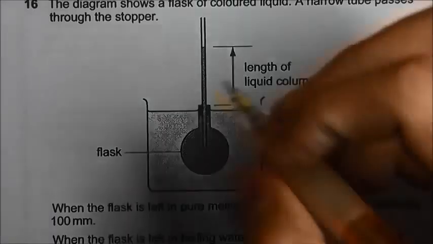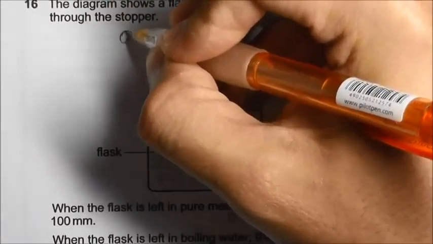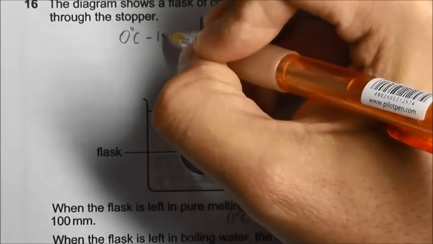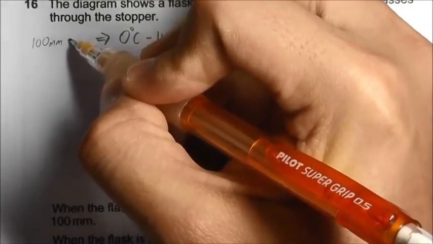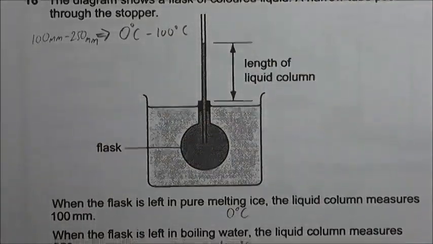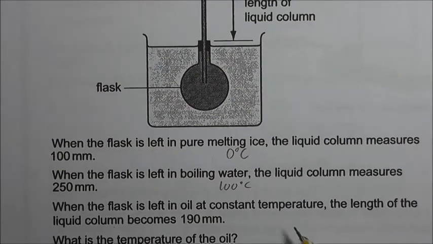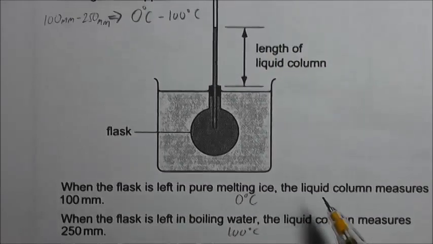So you can write it down. When the temperature increases from 0 degrees Celsius to 100 degrees Celsius, the liquid column changes from 100 mm to 250 mm. Okay, so now if the length of the liquid column becomes 190 mm, what is the temperature of the oil?